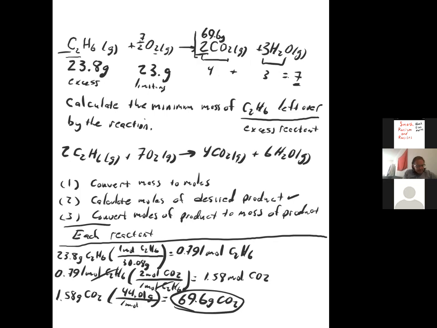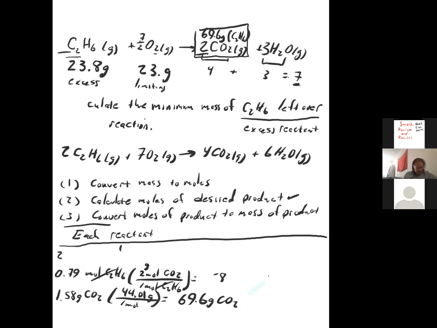Okay? And then that's from C2H6. If all of the C2H6 reacted, that's how many grams of CO2 would be produced. But what we know is that that amount didn't react. So now let's go back. Oh, actually, you know what? I'm going to erase this. I want you to be able to see the problem.